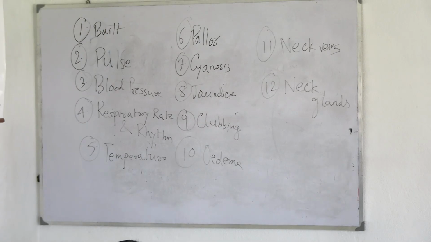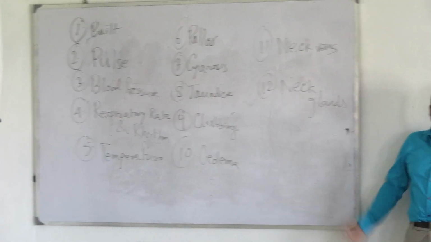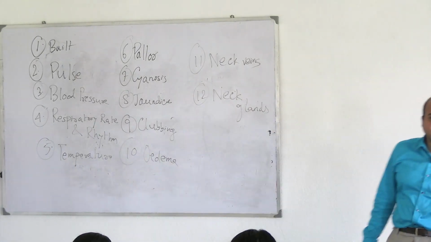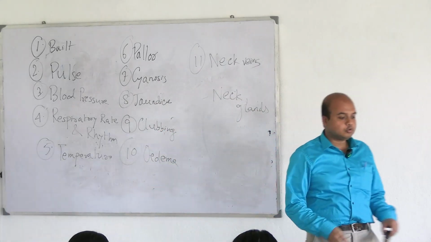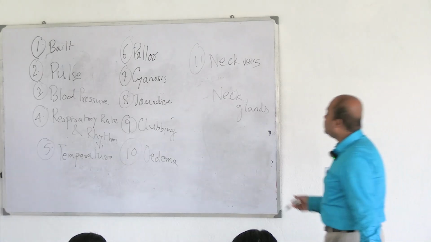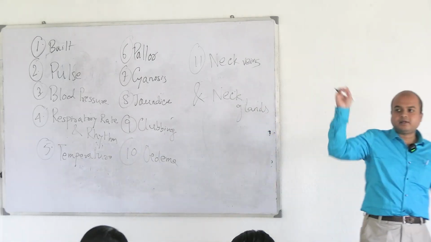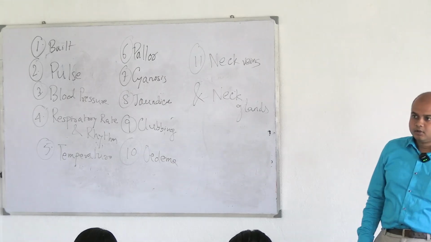So 1, 4, 5, 2. So 1 is build. Neck veins and neck glands you can actually write as 1 point. So 1, 4, 5, 1. For those interested in football, 4, 5, 1 is one of the formations, right? How many are interested in football? The game of football. So remember 1 build, after build it's 4, 5, 1. 4 remember together, 5 remember together, 1: neck veins and neck glands.